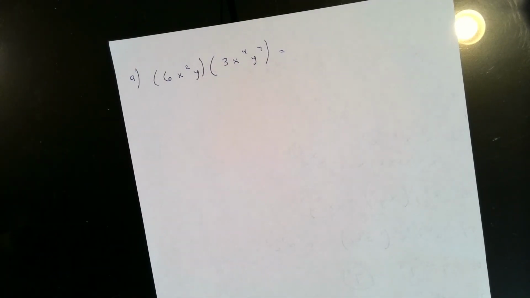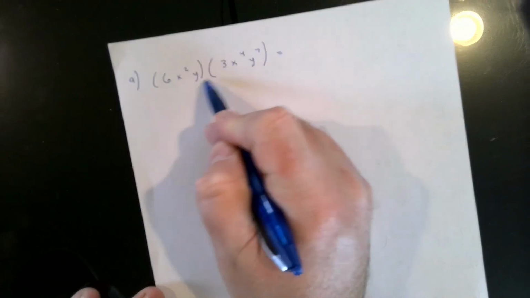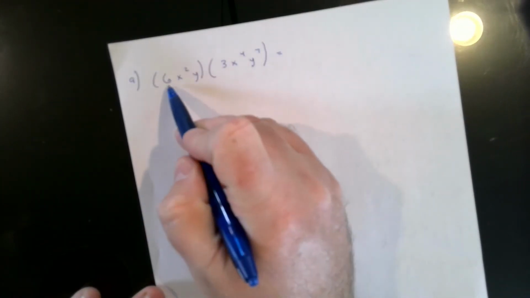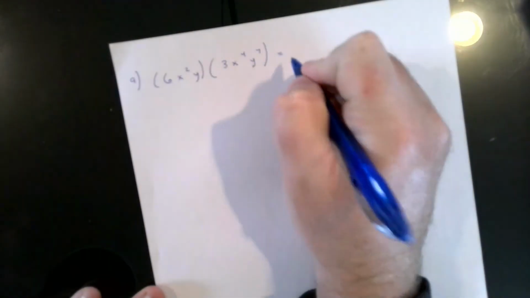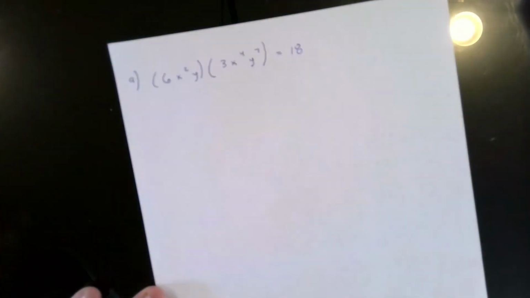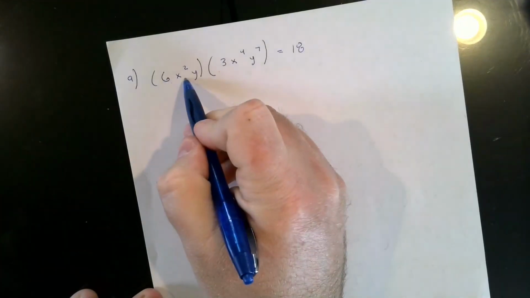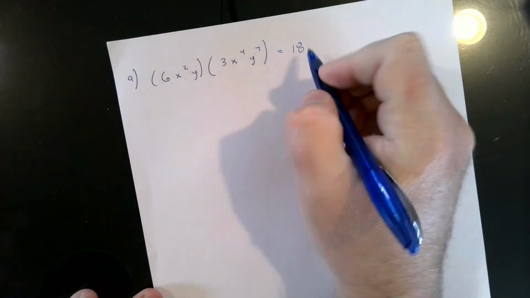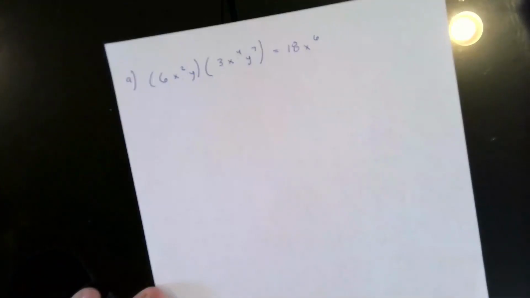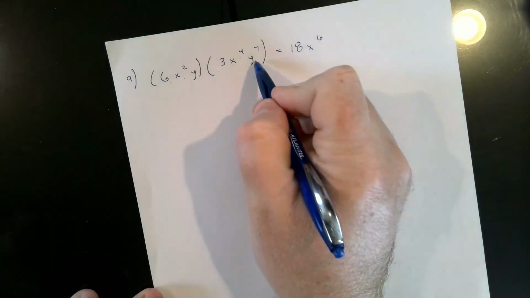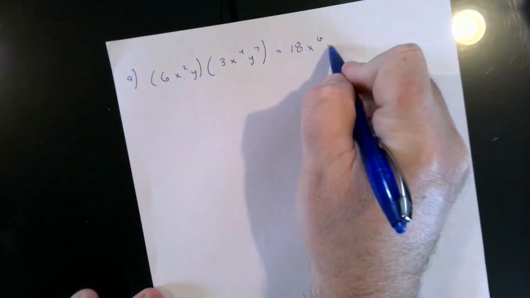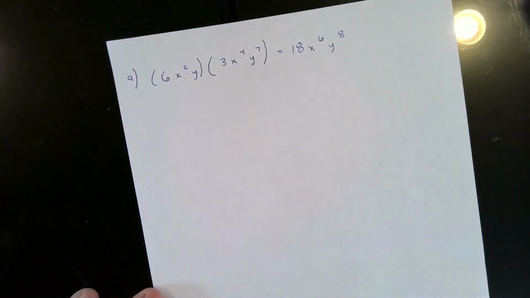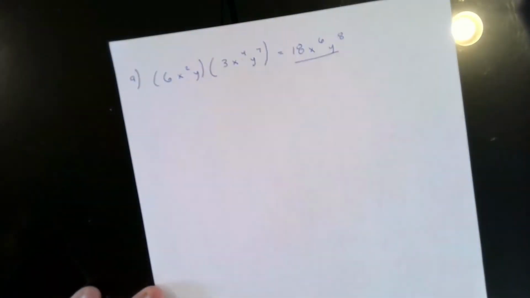All right. So if we have, once again, numbers and variables involved, we're going to times those numbers. So 6 times 3 is 18. We have x squared and x to the fourth. So 4 plus 2 is x to the sixth. Y to the seventh and y makes y to the eighth power. And there's our final answer.